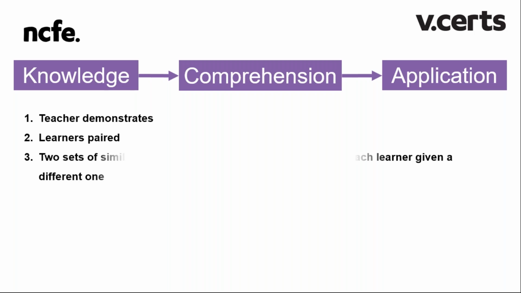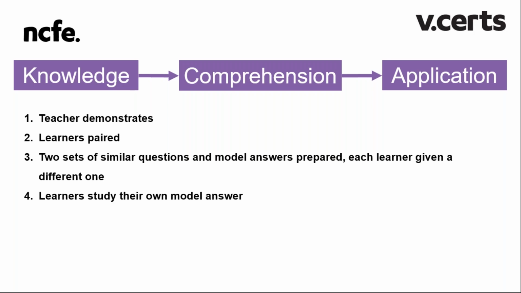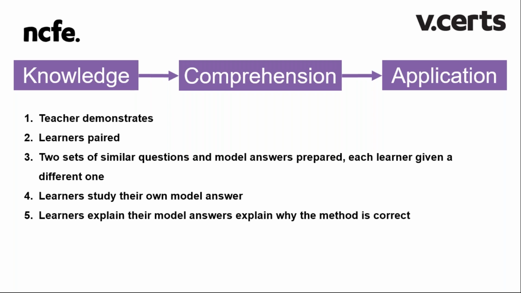You'll then have two sets of model answers. So each student in the pair would get a different set. They're similar questions. Learner 1 would get model answer 1, learner 2 gets model answer 2. So different model answers, but on a similar style of question, same type of content. Learners would then have to study their own model answer, however long that takes. Let's say just 5 minutes for now, for the sake of argument. Then the learners explain their model answers to each other and justify why the answer is correct.